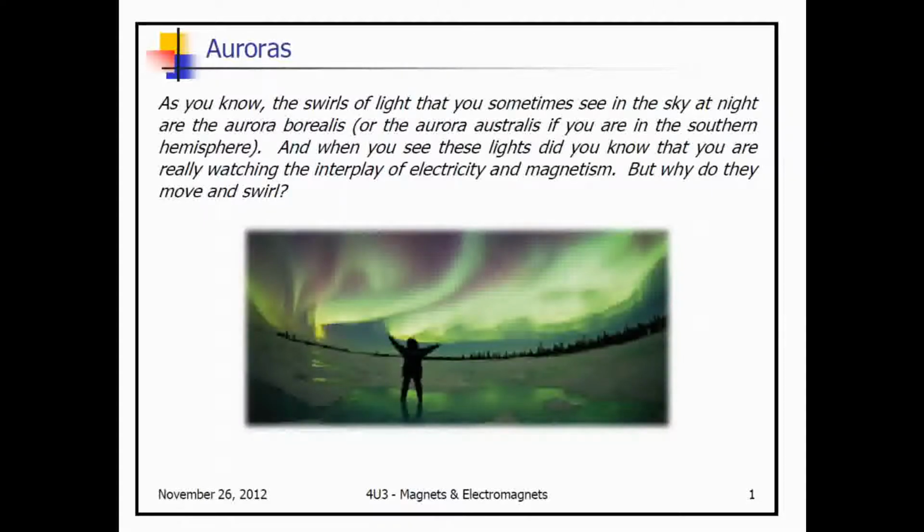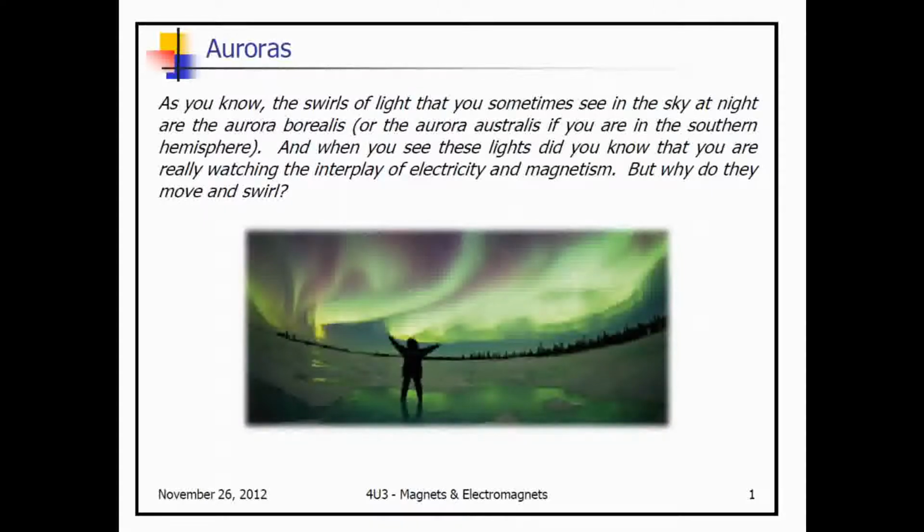So auroras, if you've been up north, you might have seen these. In the north we have the Aurora Borealis, in the south we have the Aurora Australis, and this is basically an interplay between charged particles that are in the Earth's ionosphere and the Earth's magnetic field. The reason why these occur only in the north and the south, near the poles, the magnetic poles, is because the Earth's magnetic field is stronger at that location.